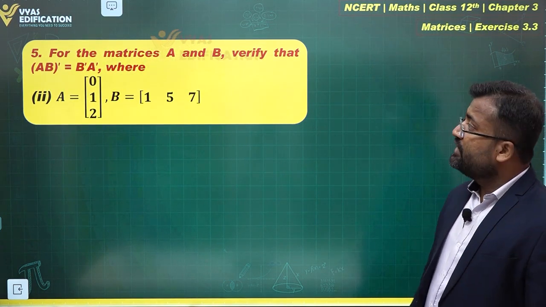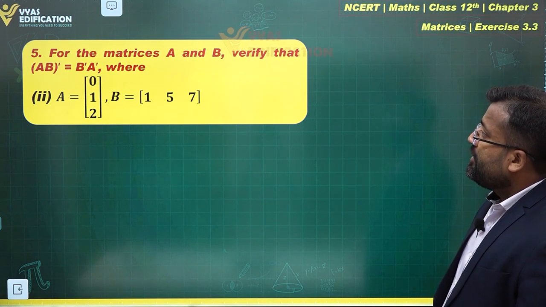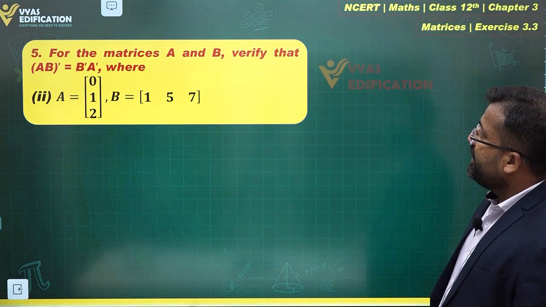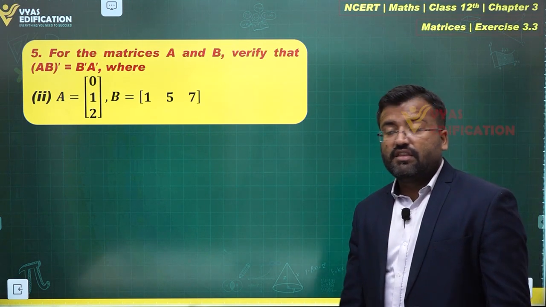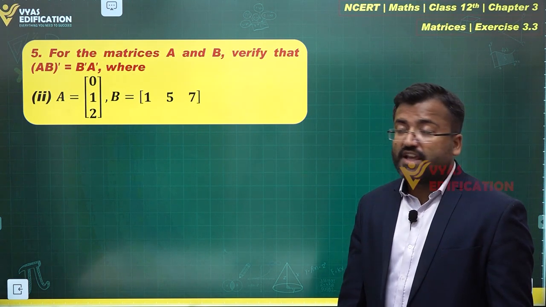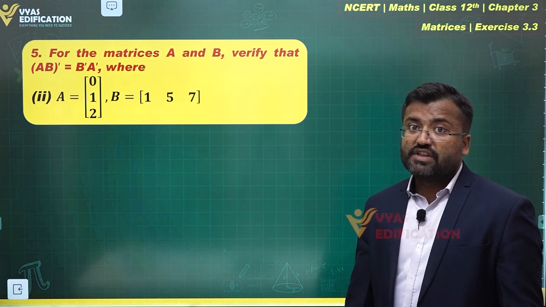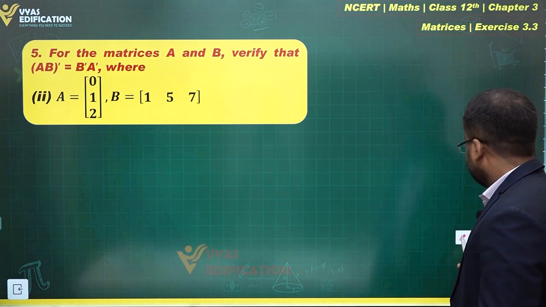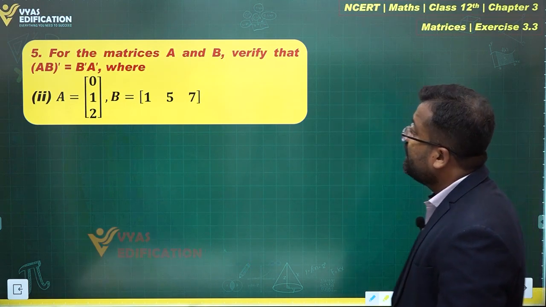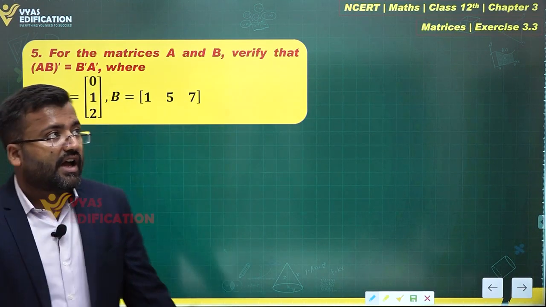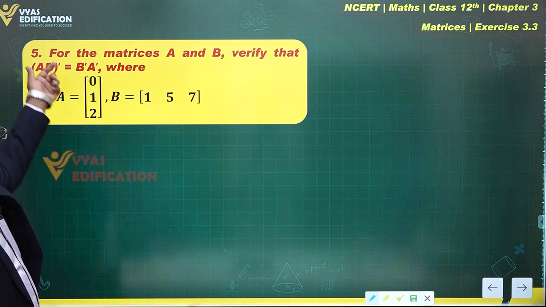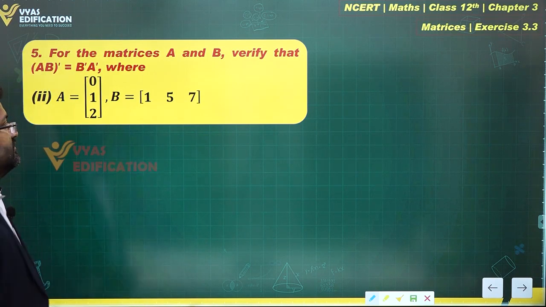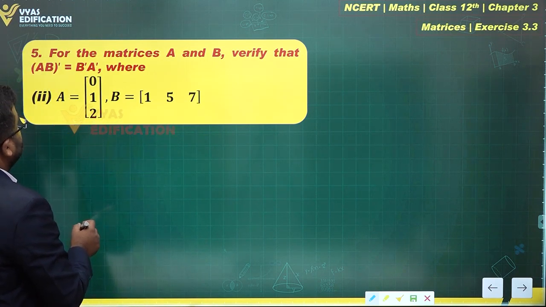This is part 2 for the same question. What does part 2 say? We have a matrix A, we have another matrix B, and we have to verify that the transpose of the product AB is equal to B transpose A transpose. Let's do that. So matrices A and B are given to us, and using these matrices, we'll first find the product AB, then take its transpose. So let's do it.